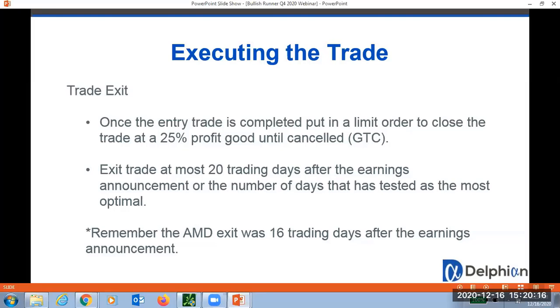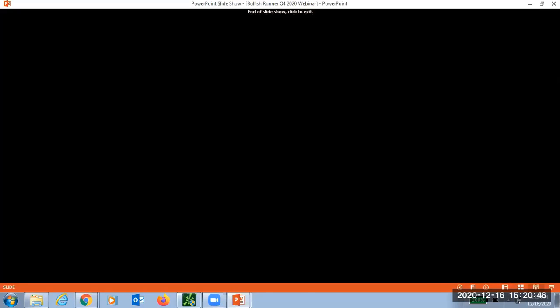Similar to what Samir had noted before, if it's to exit the trade at 19 days, I make sure I'm counting 19 days out on my calendar. I put a note there so I get an alert. And I just say, all right, today's the day to exit if I still have the Intuit position in my account, if it's 19 days past and I haven't hit that profit yet. Again, you're going to exit the trade at 20 days or whatever the test shows is the most optimal. And remember, AMD was 16 trading days, whereas Intuit was 19. So you're always going to want to pay attention to that.